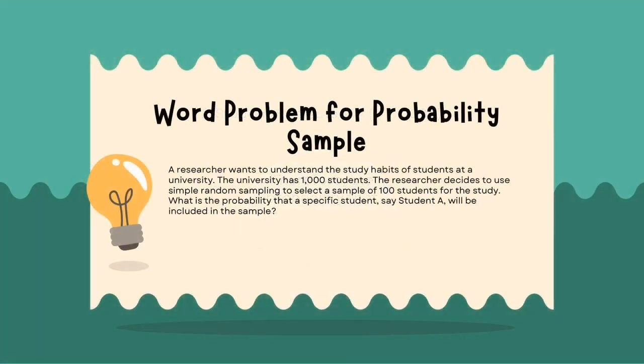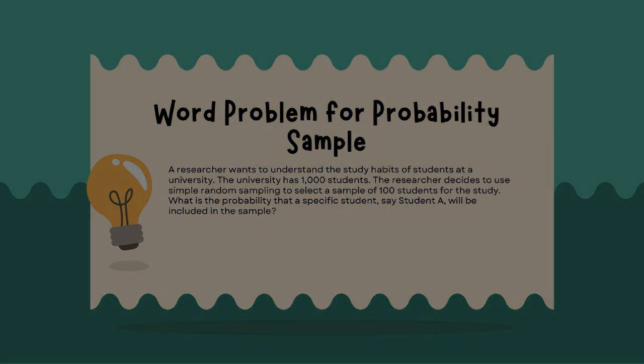Our researcher wants to understand the study habits of students at a university. The university has 1,000 students. The researcher decides to use simple random sampling to select a sample of 100 students for the study. What is the probability that a specific student, say student A, will be included in the sample? In this scenario, in simple random sampling, every individual in the population has an equal chance of being selected. In this case, there are 1,000 students and the researcher selected 100 of them.